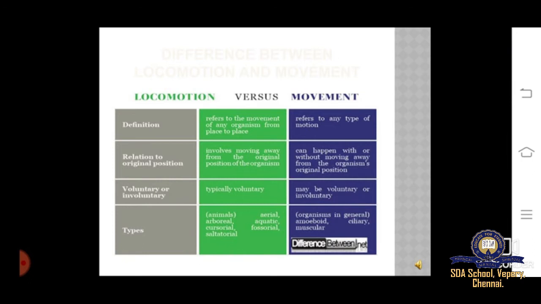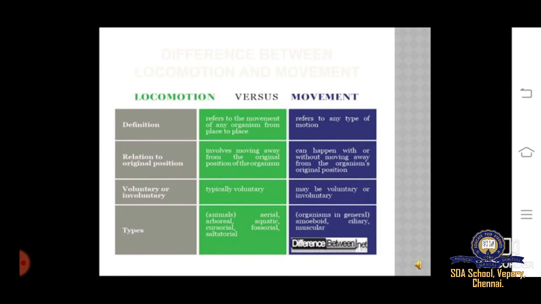It can be voluntary or involuntary. Voluntary means we do it deliberately. Involuntary means it is done automatically by our body. So locomotion is typically voluntary. Yes, we need to go somewhere, and it is our intention to move from one place to another. But movement can be involuntary. Involuntary means without our knowing. For example, the eyelashes often close and open, but we cannot control that. It takes place involuntarily. Likewise, the heartbeat.